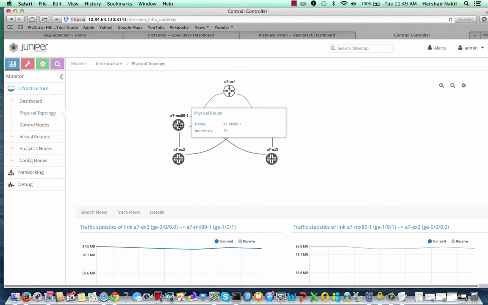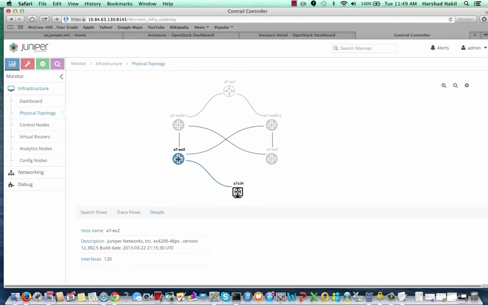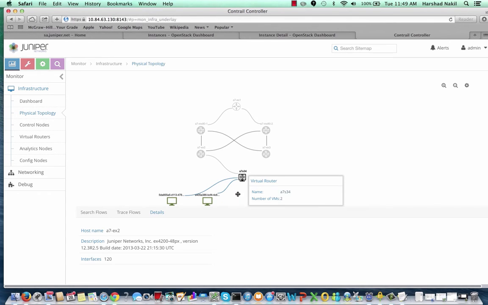We can go in and look at details of these nodes. We can go into these nodes that have vRouters hanging off of them and look at details of the vRouters themselves, including the VMs that hang off of these vRouters. So this is a good overall view of the topology in question. And let's look at some of the other features that are offered.